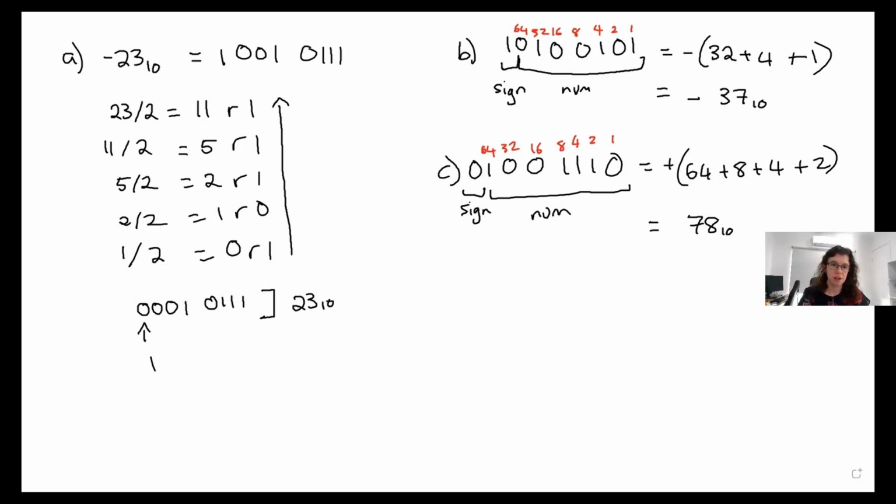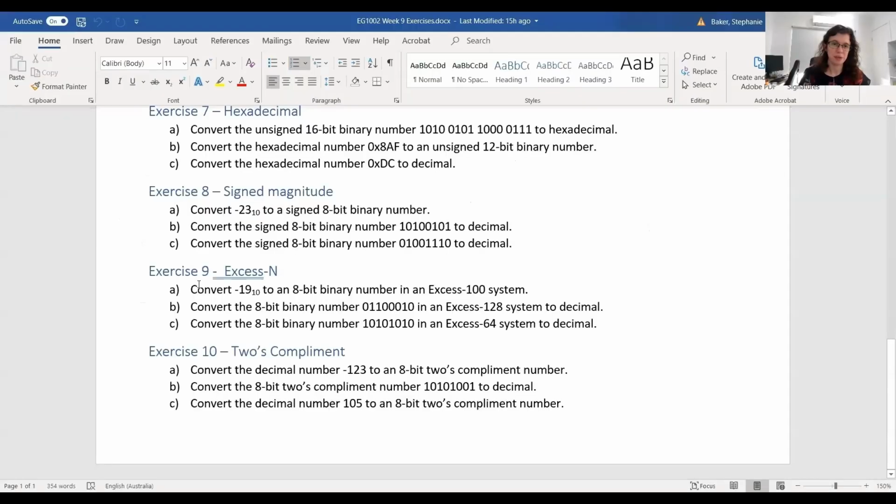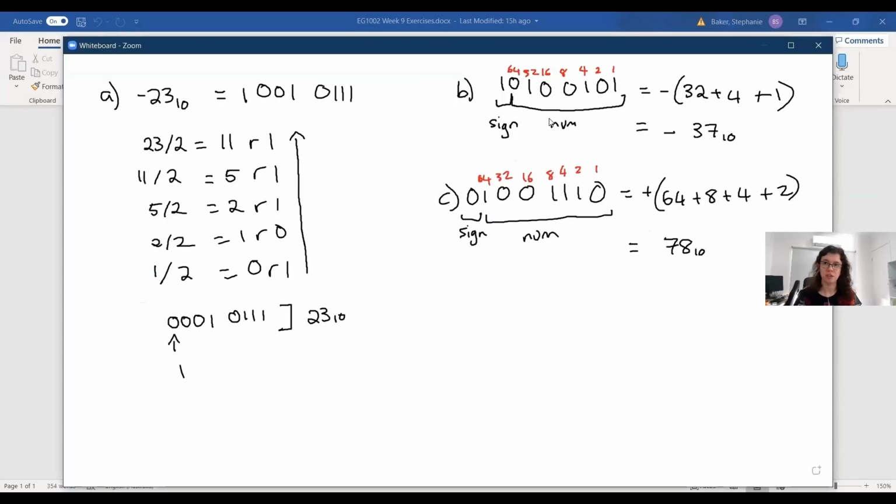So that's hopefully a little bit easier than octal and hex was. Next up, we have XSN. XSN is a system that sort of shifts a number in order to represent it as a binary number. So XS 100 means that we have a shift of 100. We'll see what that means in a minute. XS 128 is a shift of 128, XS 64 is a shift of 64. We're going to look at going both from decimal to binary in these systems and vice versa. So let's have a look at how this works.